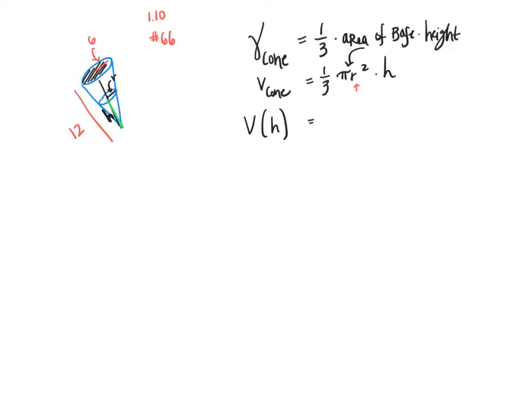So what we can say is 12, which is the height of the large cone, is to 6, which is the radius of the large. So 12 is to 6 as h is to r. So it's just proportional reasoning. 12 is to 6 as h is to r. I can simplify that and say 2 equals h over r.